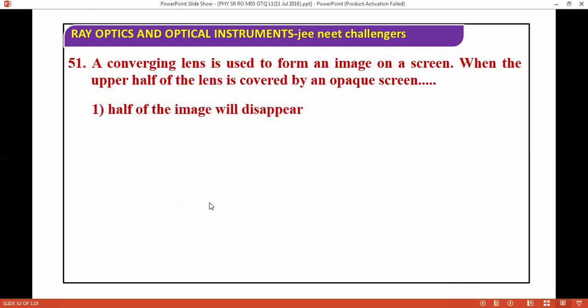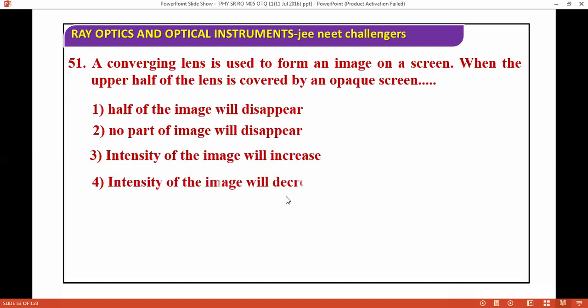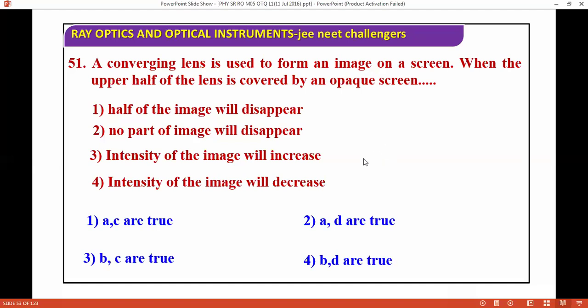A converging lens is used to form an image on a screen. When the upper half of the lens is covered by an opaque screen, go through the options to see what will happen. The correct answer is that B and D are true. The intensity of the image will decrease, obviously, because we are covering part of the lens, and no part of the image will disappear.